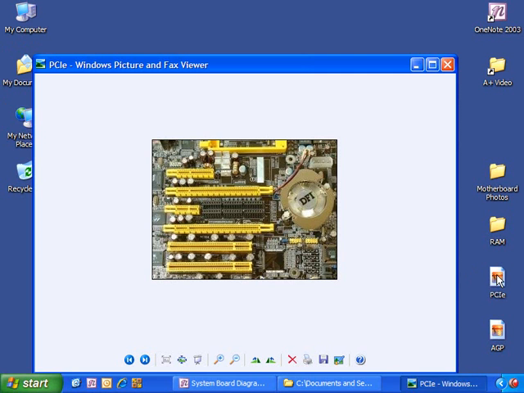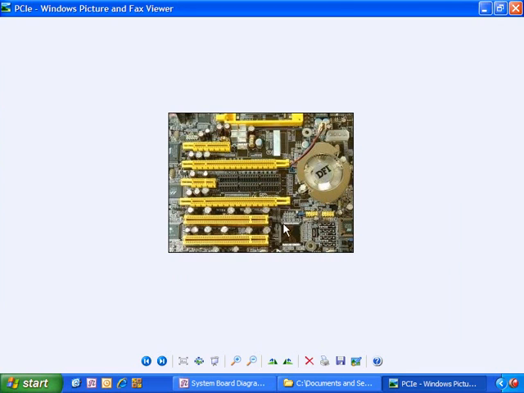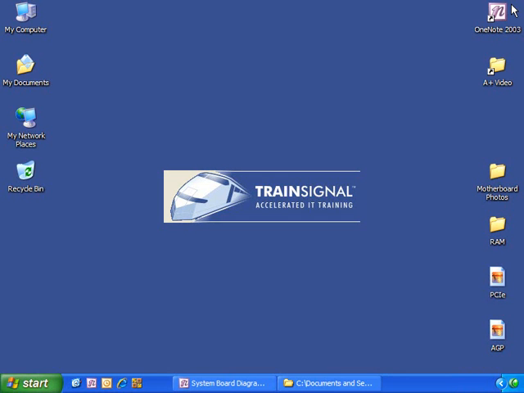If I go to this graphic, here's a PCIe motherboard. It has these yellow slots, and you can see they come in different sizes. So these PCIe slots come in different sizes. They're much faster. They're the new version of PCI. I would always go with a PCIe motherboard if you can afford to get a brand new motherboard.